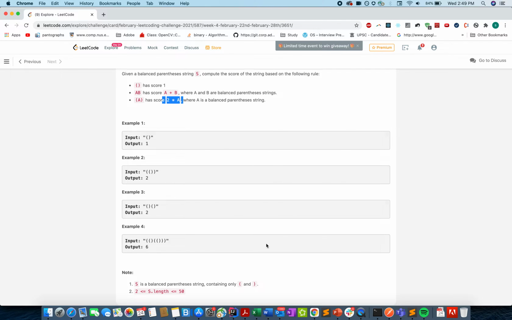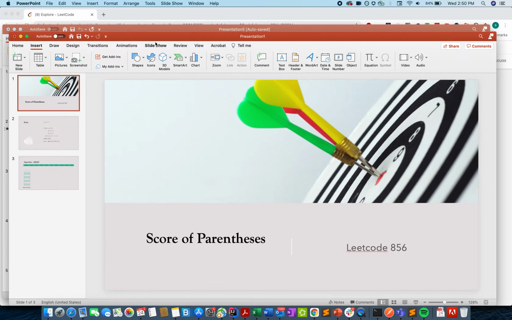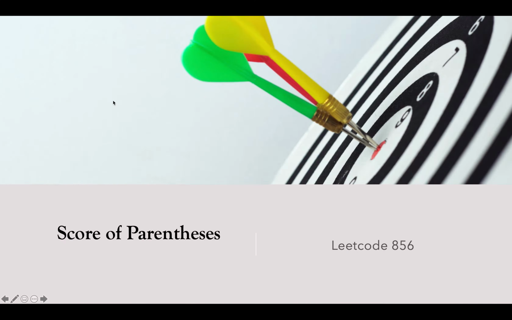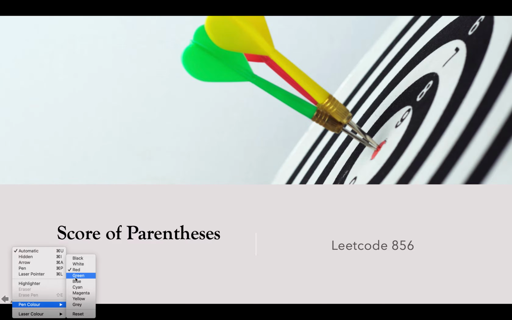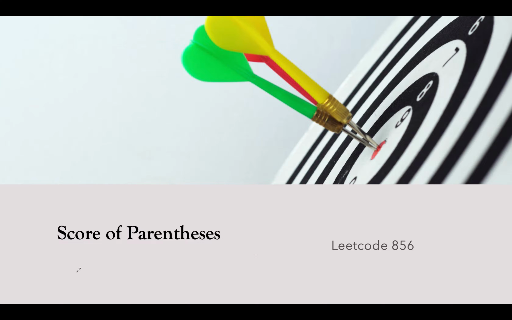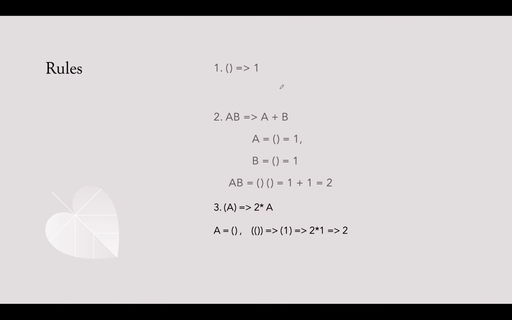So let's walk through the algorithm that I have created for this. Let me just start the slideshow and take a pen here. Let's reiterate the rules again. We are given a simple string that includes an opening bracket followed by a closing bracket, and the score for this basic string is 1. This is an important point to remember: with nothing in between, just an opening and a closing bracket, the score is 1.